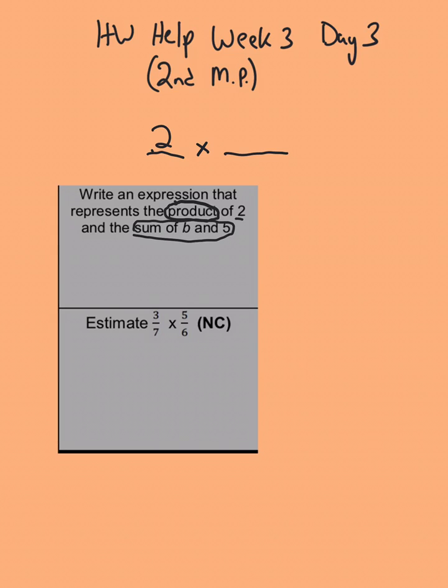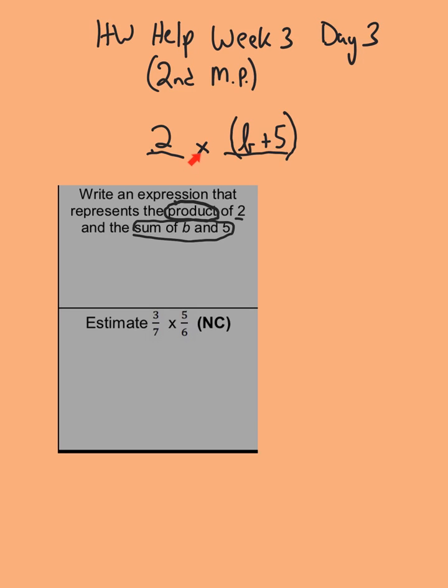Now, sum means add. So we'd have to add b plus 5. Now, we would use parentheses to group this together, so it's kind of like one thing. So the 2 is already a thing, it's a product of 2, and the other thing is the sum of b and 5. So we need these parentheses to group it, like gluing those two things together as one term.